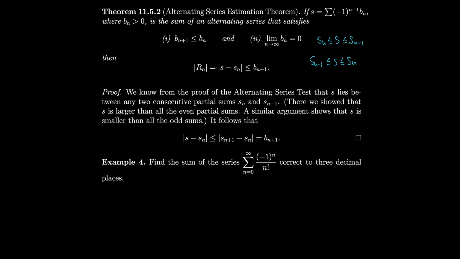So what we can do is subtract S_n from all the sides over here and over here. So we either get that s minus S_n is less than or equal to S_{n-1} minus S_n, or we get that s minus S_n is greater than or equal to S_{n-1} minus S_n, S_{n+1} minus S_n. I wrote minus 1, I should write plus 1 over here, but it doesn't really matter.